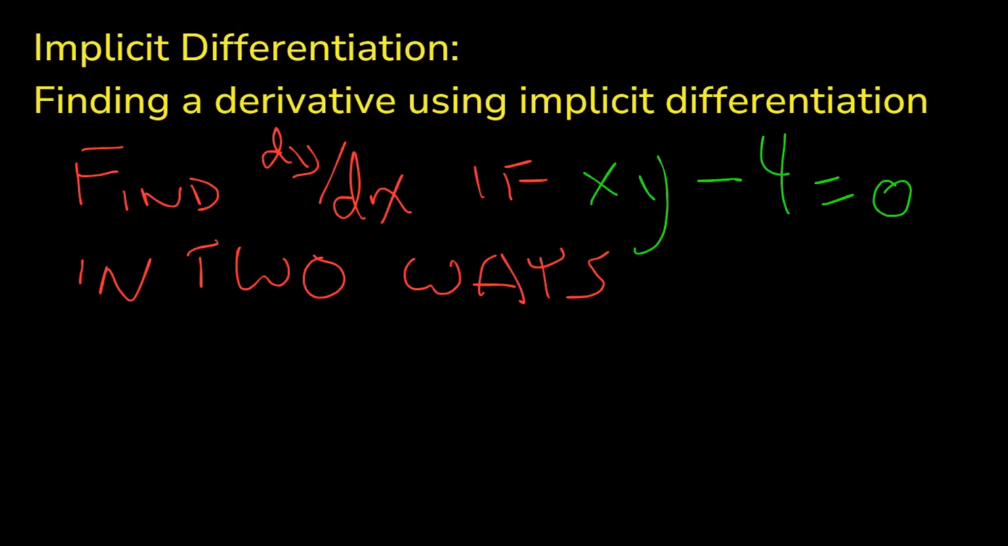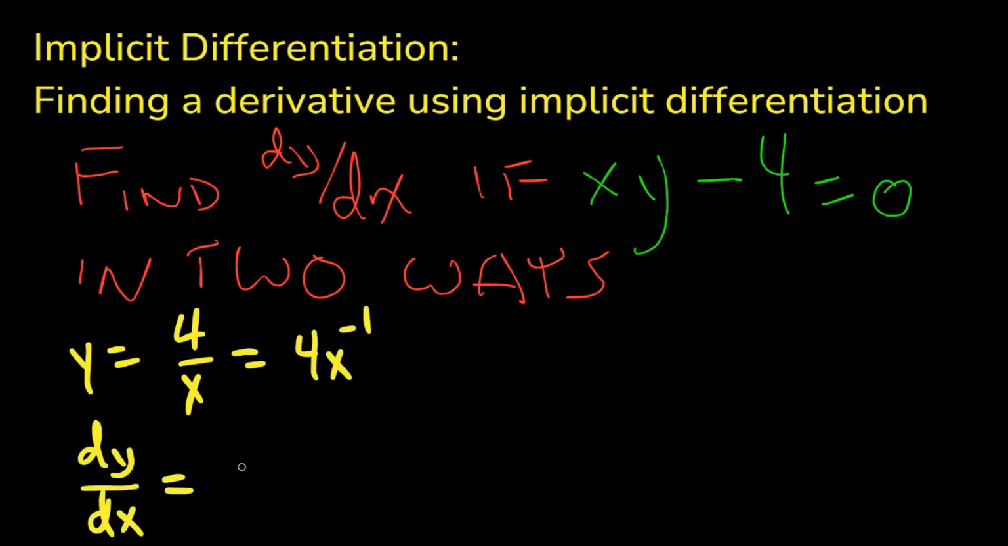So to start this off with an example, we want to find the derivative of xy minus 4 equals 0 in two different ways. The first way, we're just going to solve this equation for y and then differentiate it from there. If we solve the equation for y, you would end up with y equals 4 over x, which we could rewrite as 4x to the negative 1. And then dy dx equals negative 4x to the negative 2, so negative 4 over x squared.